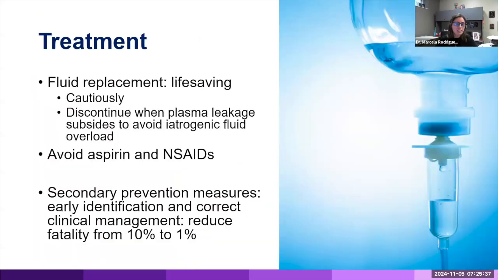I'm not going to go into detail about treatment. That's a completely different talk, but I'm going to go through some tips. Fluid replacement is life-saving in dengue. This has to be given cautiously, and it should be discontinued when plasma leakage subsides to avoid iatrogenic fluid overload. We should avoid aspirin and NSAIDs to minimize the potential for bleeding. Something very important to know is that secondary prevention measures, early identification and correct clinical management reduce fatality from 10% to 1%. This is essential to protect our patients from becoming sick and dying from dengue.